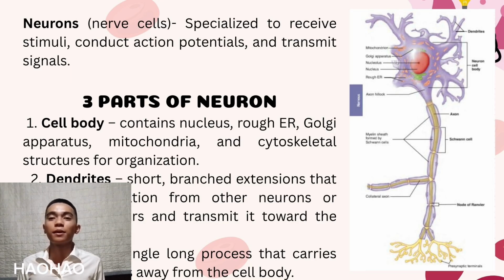And the second part of neurons is the dendrites. So what are dendrites? Dendrites are short branch extensions that receive information from other neurons or sensory receptors and transmit it toward the cell body. And the last part of neurons is what we call the axon. So what is an axon? An axon is a single long process that carries action potentials away from the cell body.